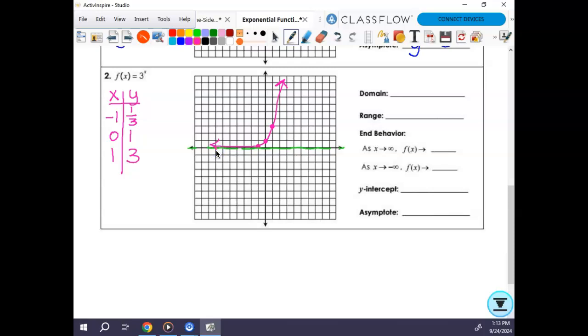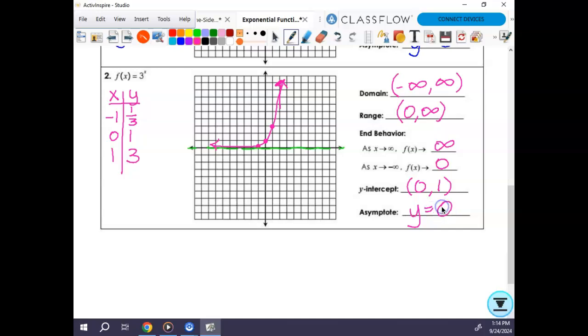What's my domain here? Negative infinity to infinity. What's my range? 0 to infinity. Good. Never include the infinities, and I'm not including 0 because my asymptote means I'm going to get really, really close, but I never actually make it there. Okay? As x approaches infinity, what does f of x approach? Infinity. As x approaches negative infinity, what is f of x approaching? 0. What's my y-intercept? 1, so 0, 1.